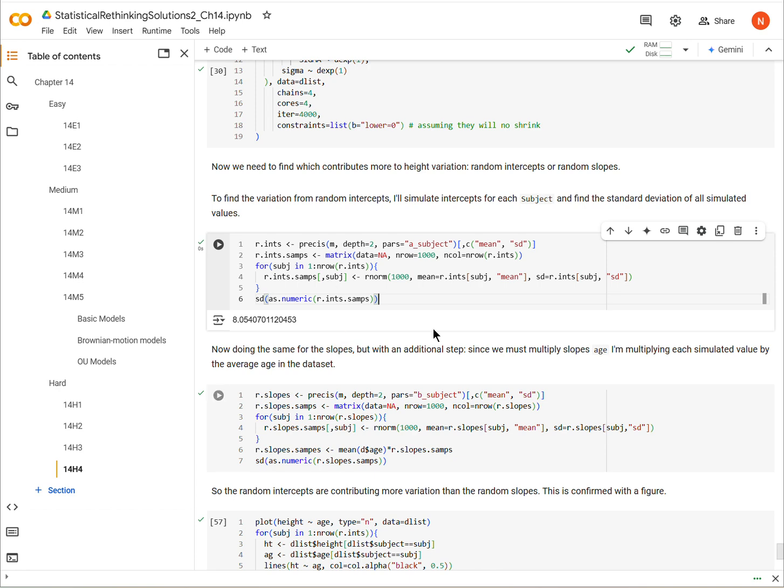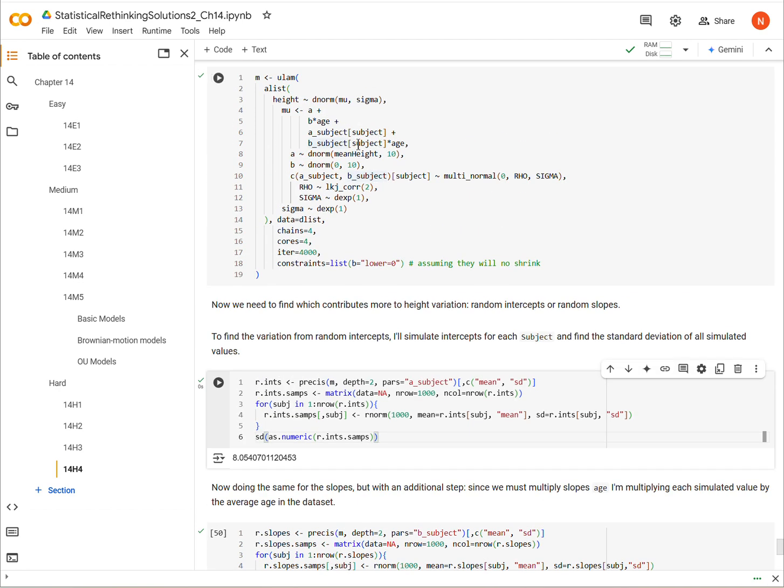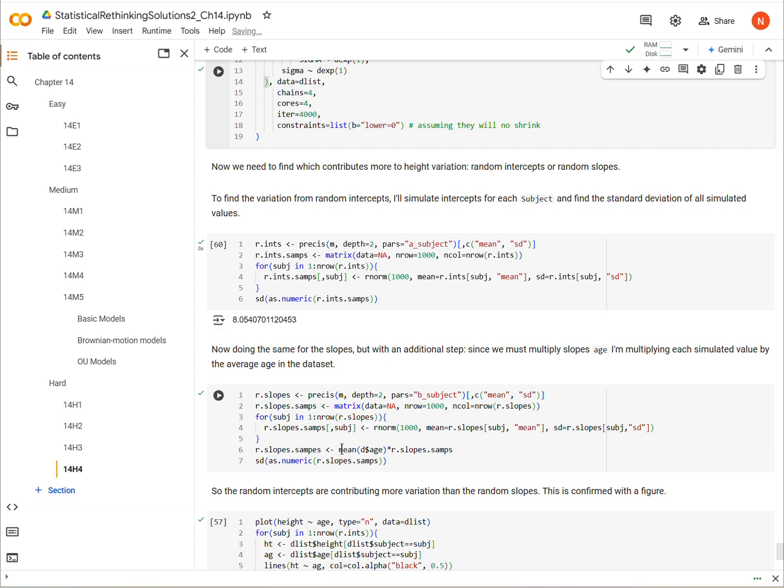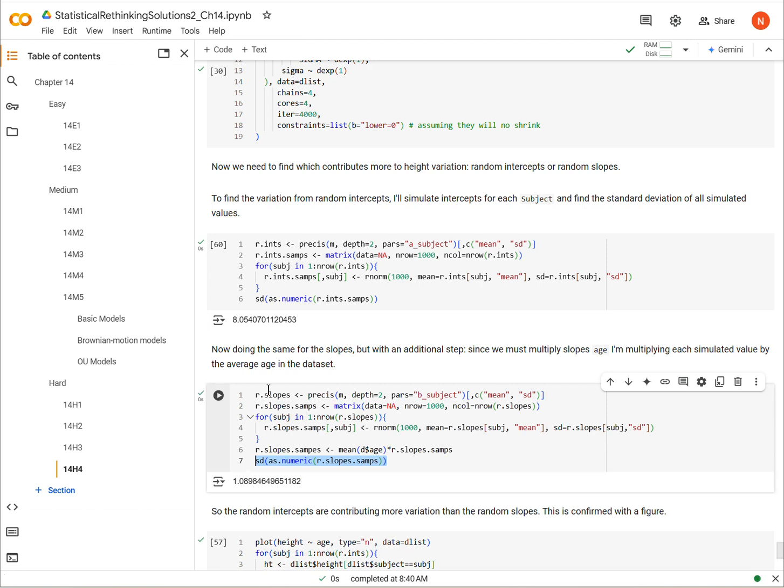Okay. And now we'll do the same for the slopes, but the slopes are a little bit different, right? Because the amount by which the slope is contributing to mu here has to be multiplied by the age. And so to compensate for that, I'm doing the same thing, but there's another step where I'm multiplying these samples by the average age across all data. Okay. But when we do that, we get a value, again, for the standard deviation. You see that the variation caused by the intercepts is much more than caused by the slopes here.